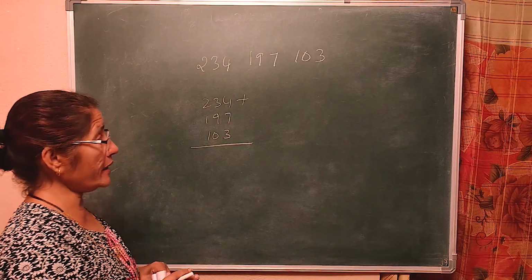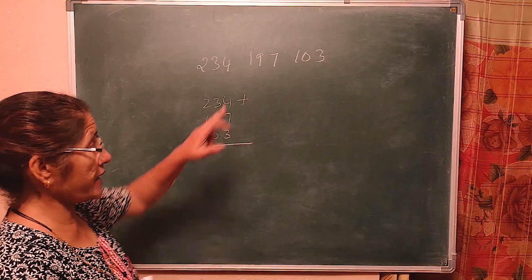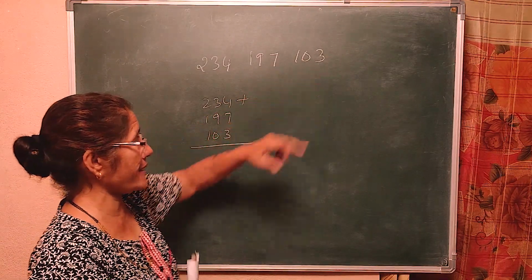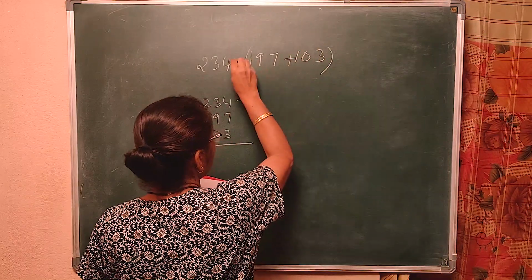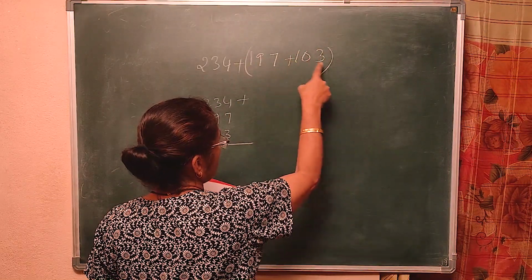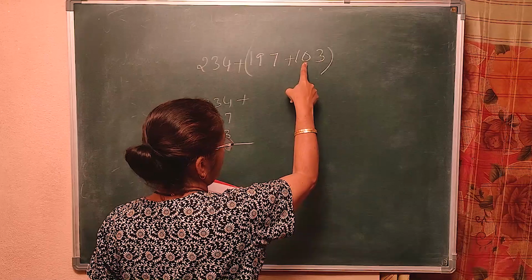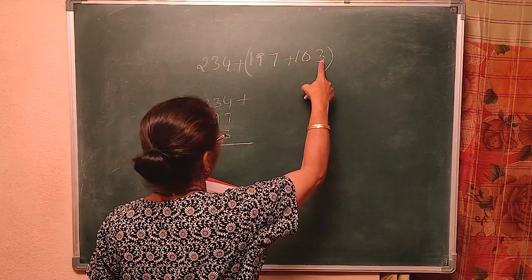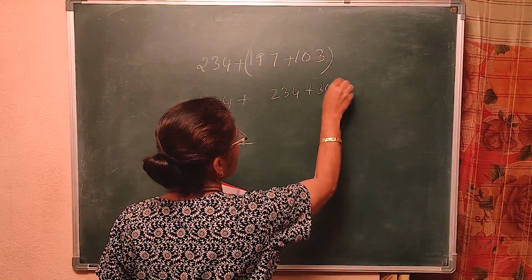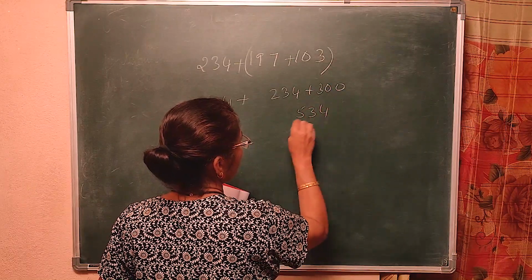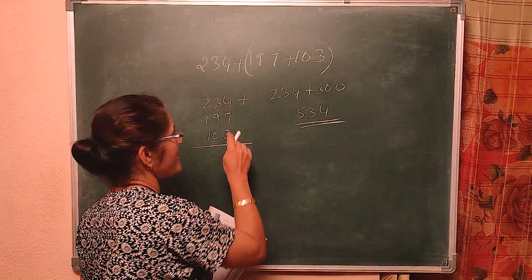I can do it in a simple way. Here 97 is there, here 3 is there. So if I put the bracket for these two, it will be simple. 197 plus 103 is 300. 234 plus 300, how much? 534. It is easier. See, it is easier than this.